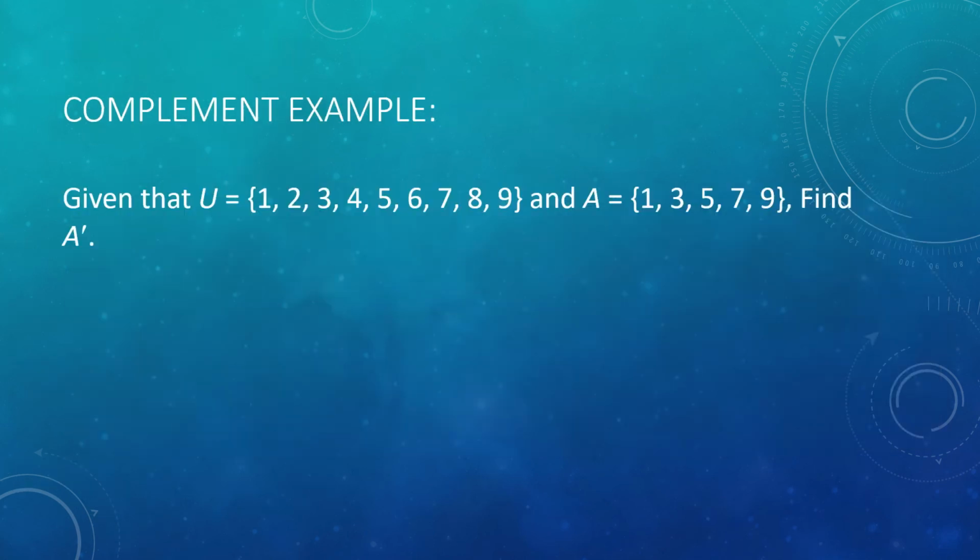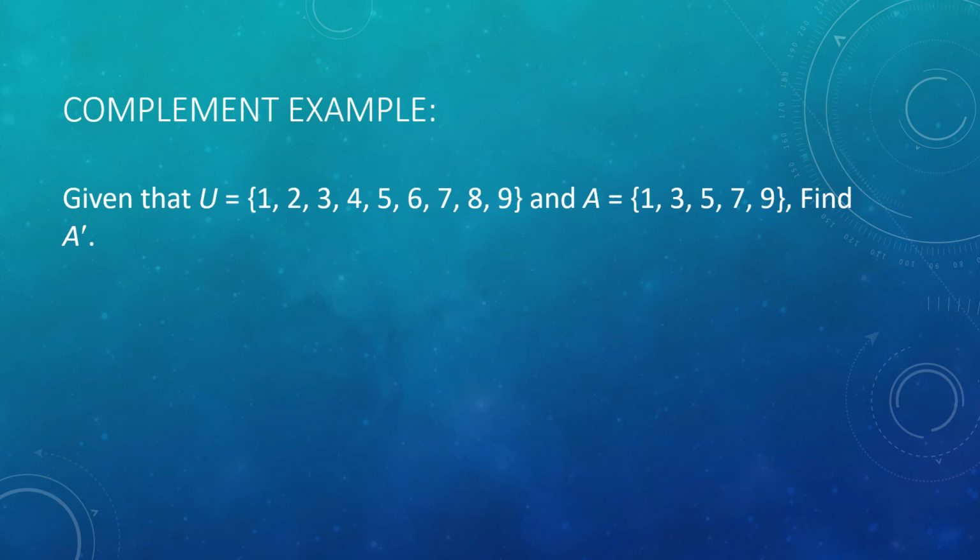Here we have an example. It says, given that the universal set is 1, 2, 3, 4, 5, 6, 7, 8, 9, and then A looks like it's the odd numbers, 1, 3, 5, 7, 9. So again, the universal set is 1 to 9, and A is the odd numbers from 1 to 9. Find A complement. What that definition said is it's everything that's in the universal set that's not in A.